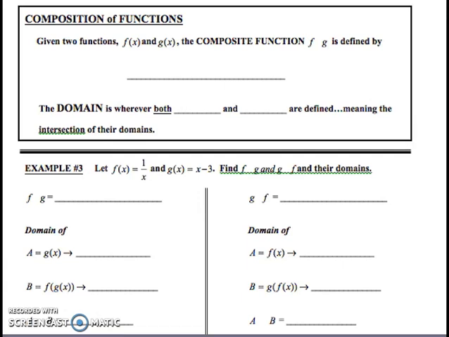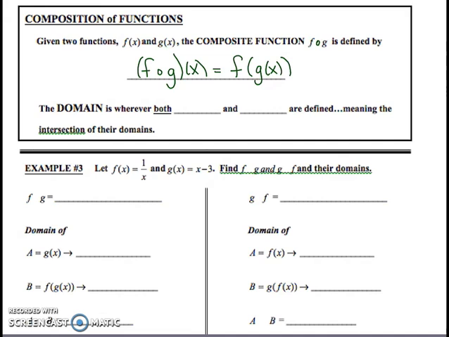The next thing that we're going to talk about today is compositions of functions. Given two functions, f of x and g of x, the composite function, and there's a little symbol missing here, it should be a little open circle like that, looks like fog. F of g is defined by, so normally you'll see it written like this, f of g of x, and to us it means this. It means that we take g of x and we plug it into f of x.